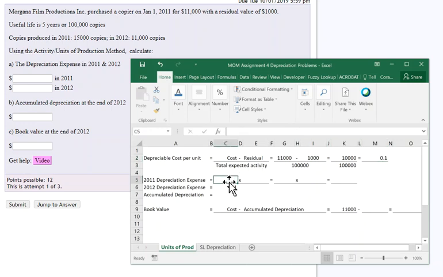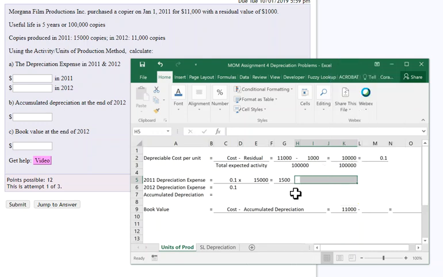So we're going to take that depreciable cost per unit, 10 cents for every copy made, and let's see how many copies they made in 2011. Well, they made 15,000 copies. So we'll take that 10 cents, multiply it times the number of copies that were actually run during the year. That's $1,500 worth of depreciation in that particular year. I don't need all of this. Let's get rid of that.